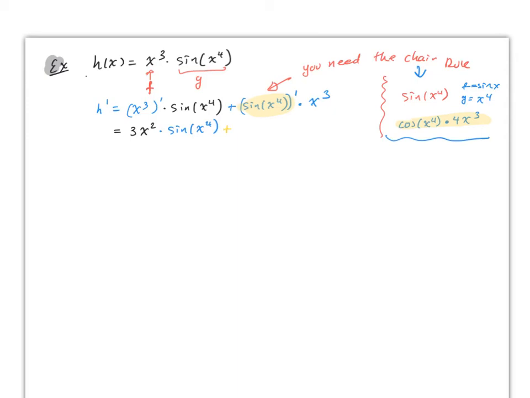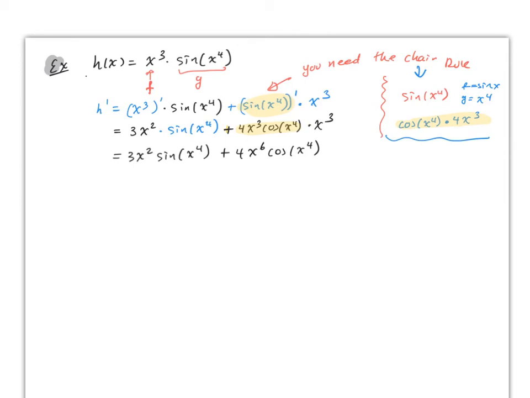This will be plus 4x cubed cosine of x to the 4, times x cubed. So you simplify a little bit more, this will be 3x squared sine x to the 4 plus 4x to the 6 cosine x to the 4, and that's it.